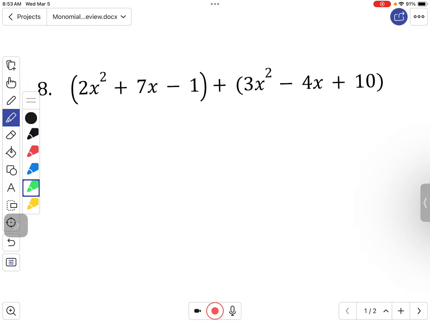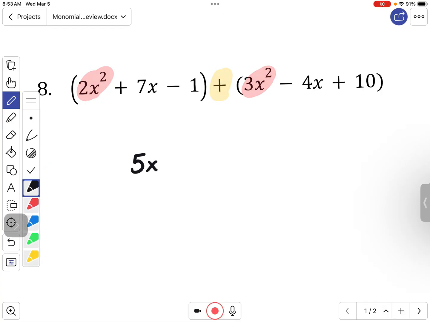Okay, again, I'm looking. I have this plus in the middle. So I know I'm going to add, so I'm just going to combine my like powers. So I have 2x squared plus 3x squared. That's going to give me 5x squared.